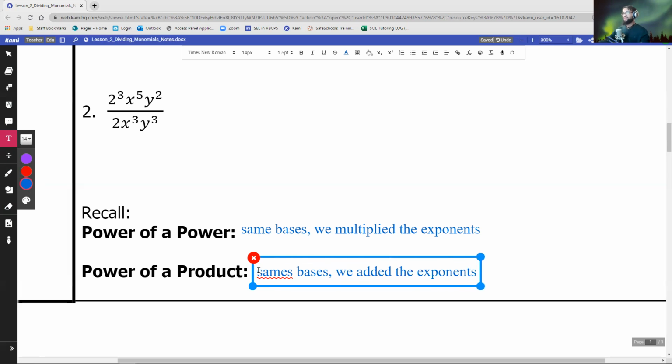And so when we did a power to a power, that was a multiplication of those exponents. When we multiplied with the same base, we added those exponents. With division, when we have that same base, we subtract. So multiplication and division are opposites, and so are addition and subtraction. Multiplication goes with addition, division goes with subtraction when we're dealing with the same base, okay?